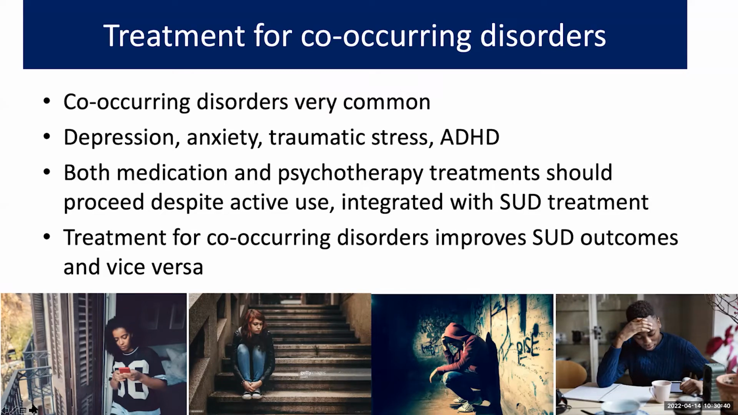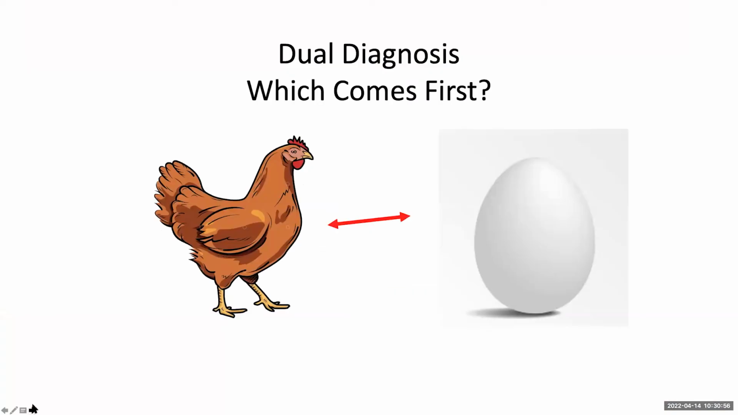And lastly, we know that treatment for co-occurring disorders improves the outcome for both. If you treat a psychiatric co-occurring disorder, it improves the outcome for an SUD disorder. If you treat an SUD disorder, it improves the outcome for the psychiatric disorder. And these are the core elements, but let's talk a little bit about the details.